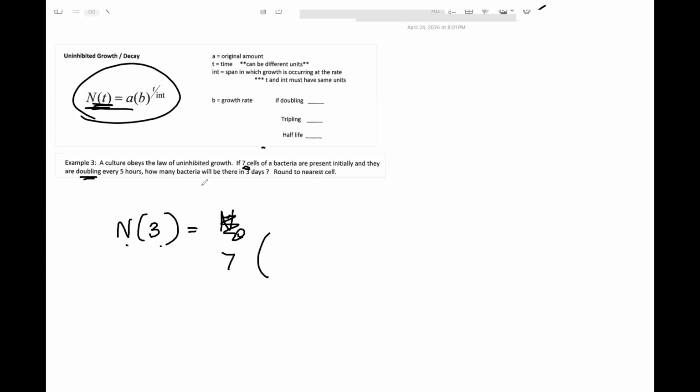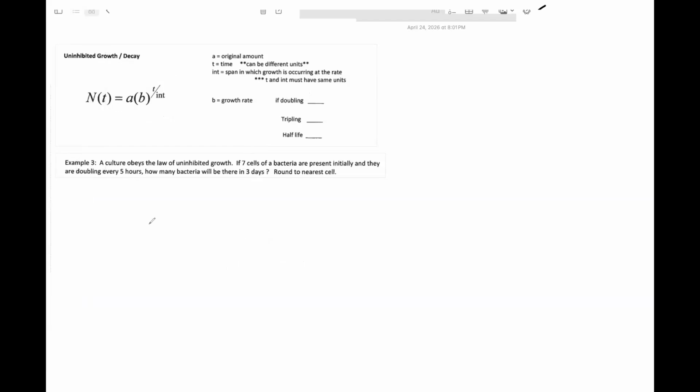And then what is the growth rate? It is doubling, they're saying, right? Doubling every 5 hours, and they're asking after 3 days. Wow. So this T is the 3 days. Let me put everything in hours, otherwise these problems are very confusing, guys. Let's do it nicely. Instead of 3 days, I'm going to convert it to hours: 72 hours. So n of 72 is what they are asking.